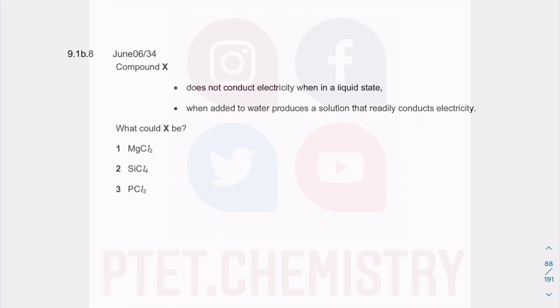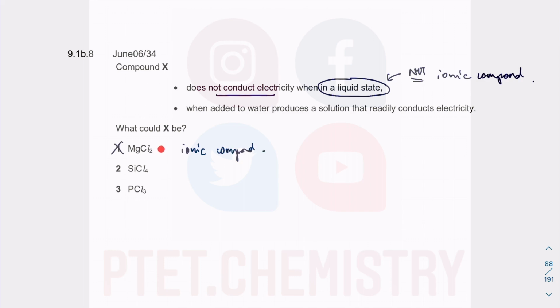All right, so compound X does not conduct electricity when in a liquid state. Okay, so this is not an ionic compound, because an ionic compound would have free ions when they are molten, when they become liquid, whereas this one does not conduct when it's molten, therefore there are no free ions, therefore not ionic compound. If not ionic compound, I can cross out that one because it is an ionic compound, and you will get Mg2+ and Cl- when you melt it, and it will conduct electricity when in a liquid state. So 2 and 3 are simple molecular.